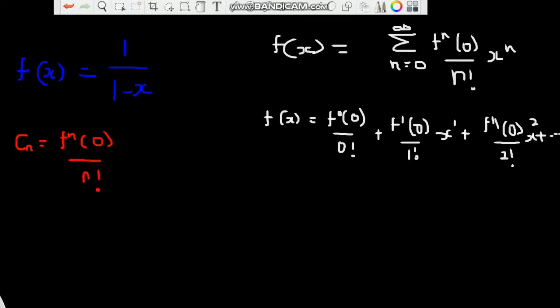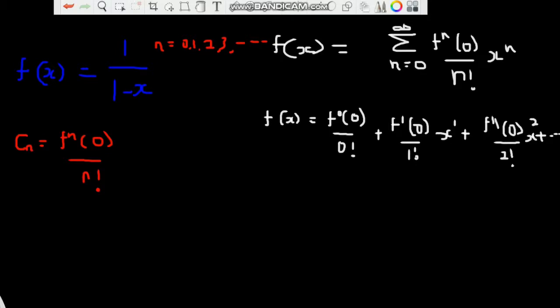Now if I want to find the first term, you know that our n value starts from 0, 1, 2, 3, and then it goes on. So that means for our first term, we are going to find the zero derivative of the function, then put in the 0 to get our first coefficient.